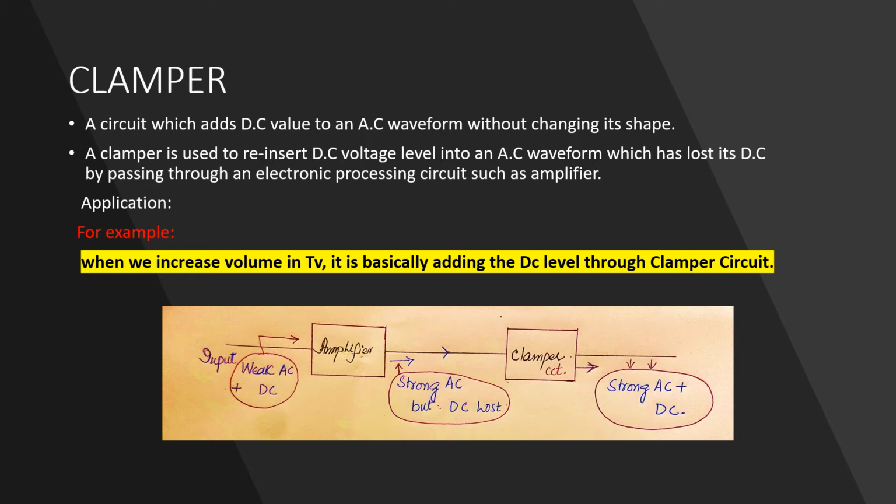One example I want to share with you: the volume control in TV. You all have TVs at your home. When you increase the volume in the TV, it is basically adding a DC level through the clamper circuit. So this is a very basic circuit which is also used in TVs. When you use the volume button, what happens? Basically, there is an addition in the DC levels. This addition is through the increase in the volume. So this is an example of the clamper circuit.